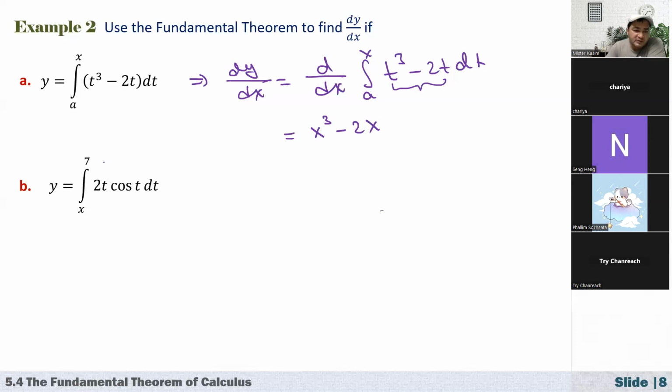And how about the integral from x to 7? First, I have to change this using the property. I can rewrite this as minus the integral from 7 to x, because the lower limit of integration must be a constant number. So here we have 2t times cosine of t dt, from a to x, and here we have a function. By the fundamental theorem, that's equal to minus 2 times x times cosine of x.